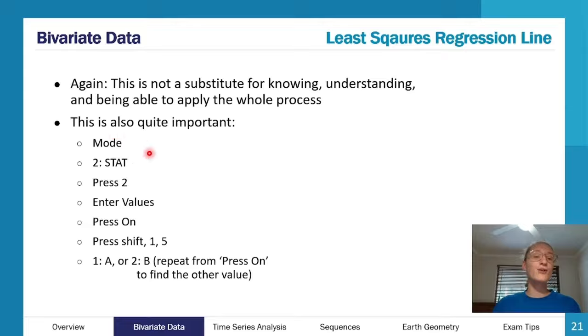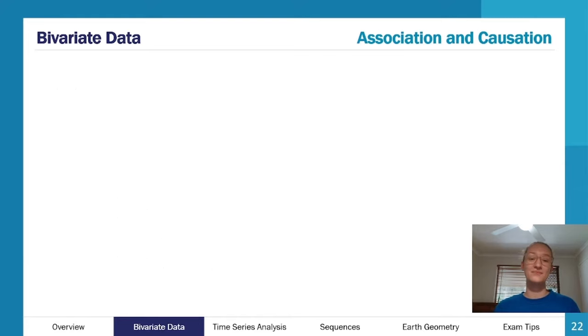So similar process, mode 2 puts it into statistics mode. Then you press 2, which again is to get up that bivariate data table. You enter your values. Again, you press on. You press shift 1, 5. Again, same process as before to get into regression, I believe. And then you can choose. 1 will give you the value for A, and 2 will give you the value for B. And then you can go back and do the process again if you want to find the other value. So you can also use your calculator to find A and B. Again, really helpful information to tuck away in the back of your mind.